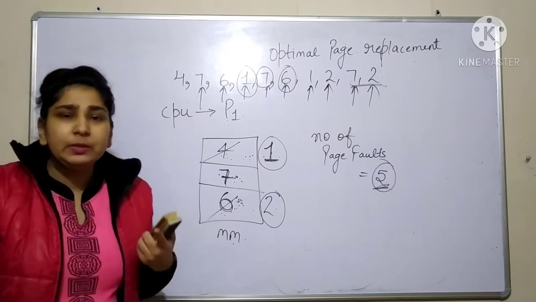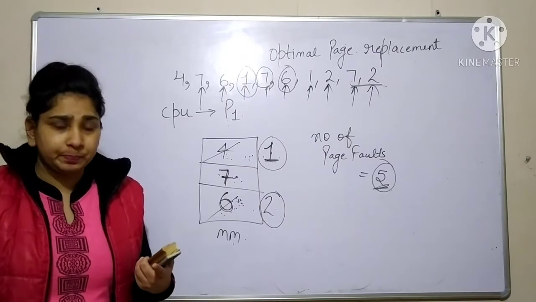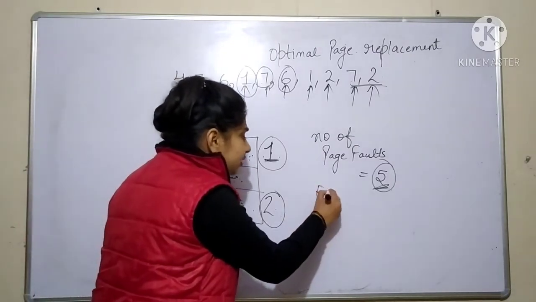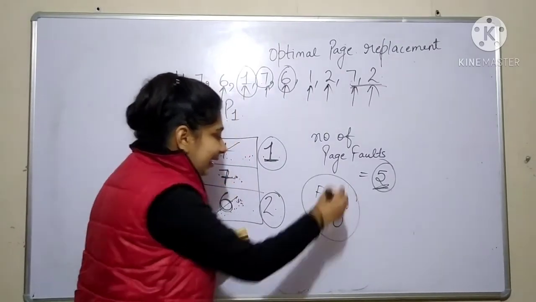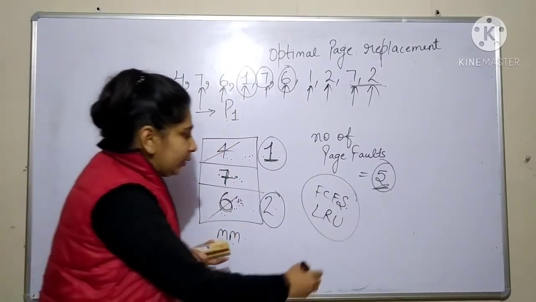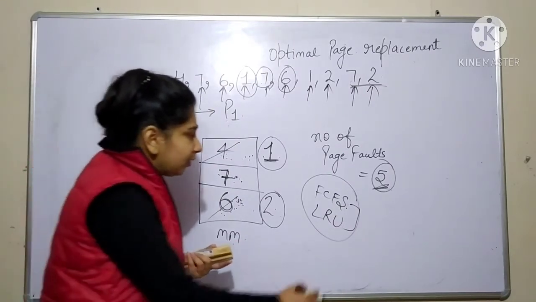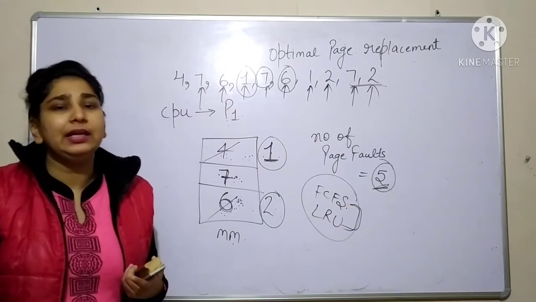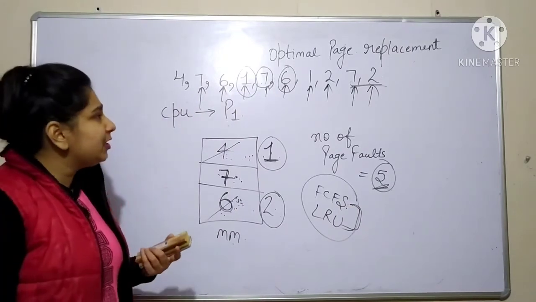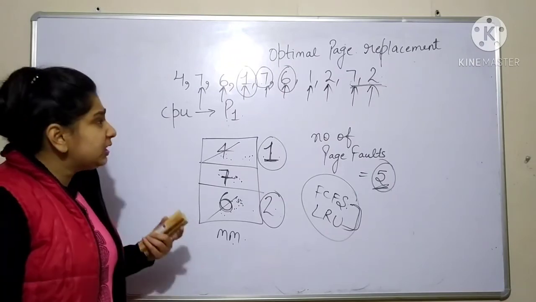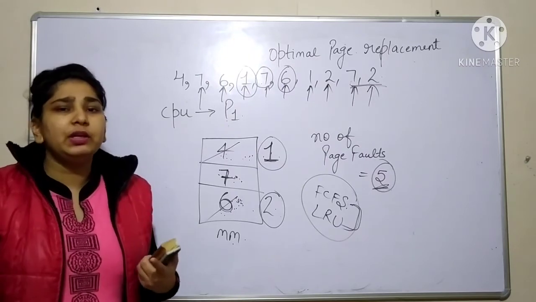So optimal page replacement algorithm is not practically in use. But the first come first serve algorithm and least recently used page replacement algorithm are practically possible. Both these algorithms are practically in use. Because in optimal page replacement algorithm, it is very difficult to determine the future without executing your program.